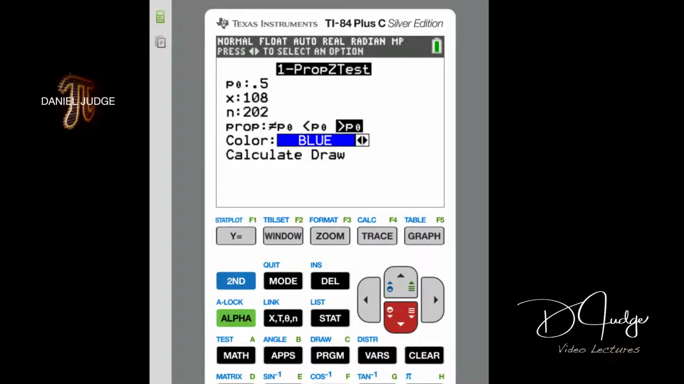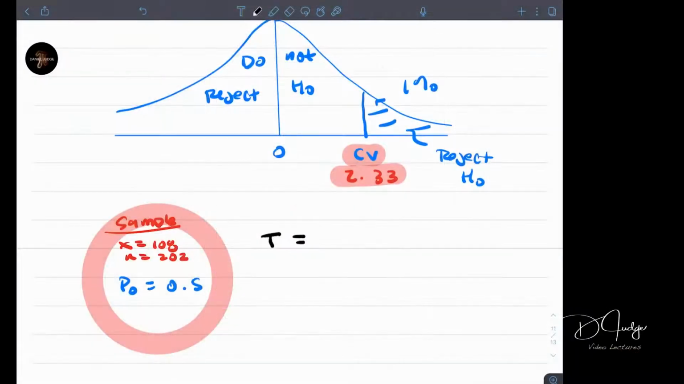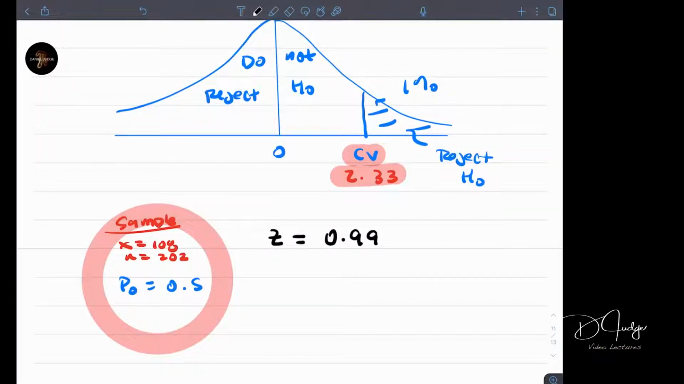So here we go. This is a right tail. Now we're going to hit calculate. What is your z value here? Your test statistic out to the hundredths position is 0.99. So this is a test statistic. We're going to call that a z value, 0.99 here, ladies and gentlemen.